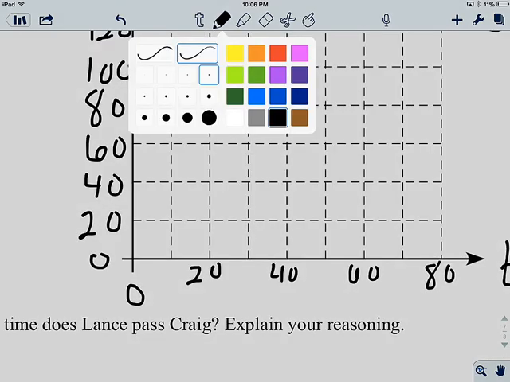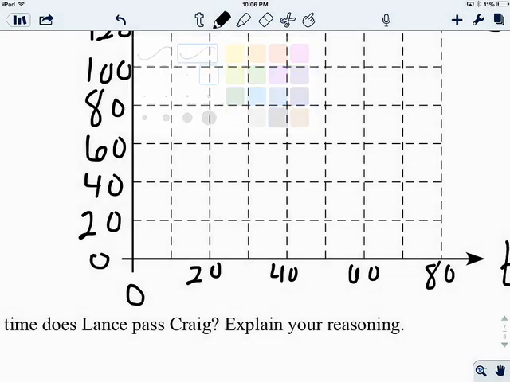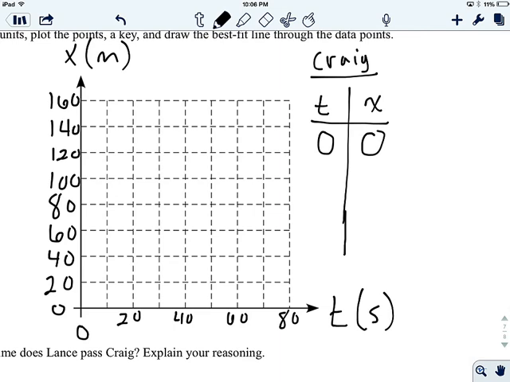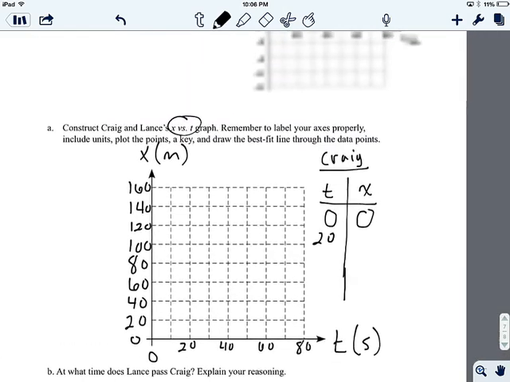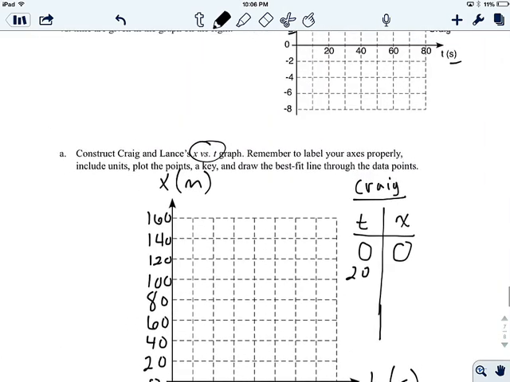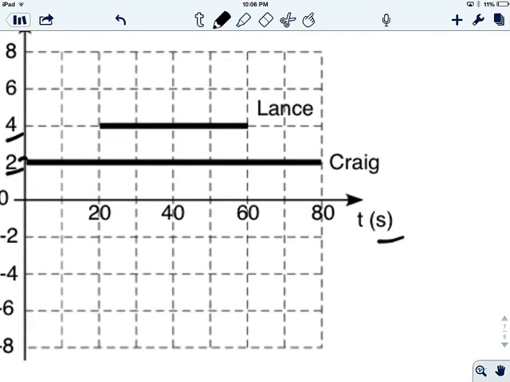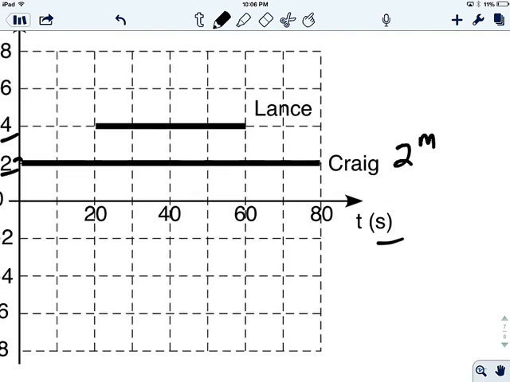So we're going to go ahead and put, well, you know what? Before we do that, let's come up with some more points. Now, 20 is my first time unit, so I'm going to go ahead and do 20 here. But here's what we need to know. How far can Craig go in 20 seconds? Well, I know that Craig's velocity is 2 meters per second.